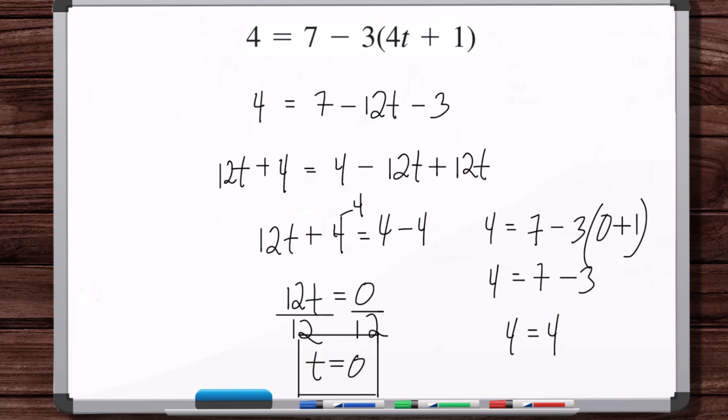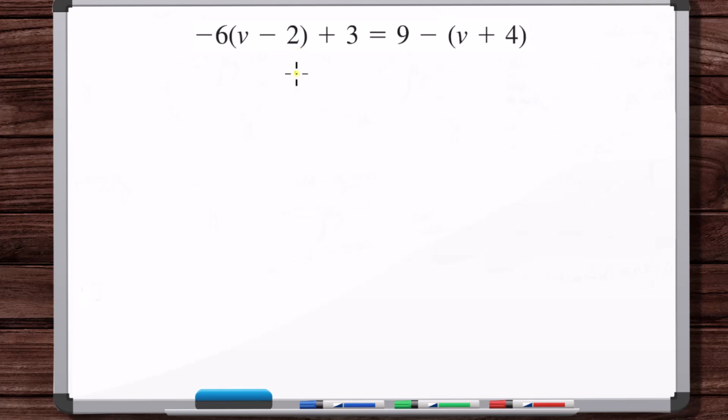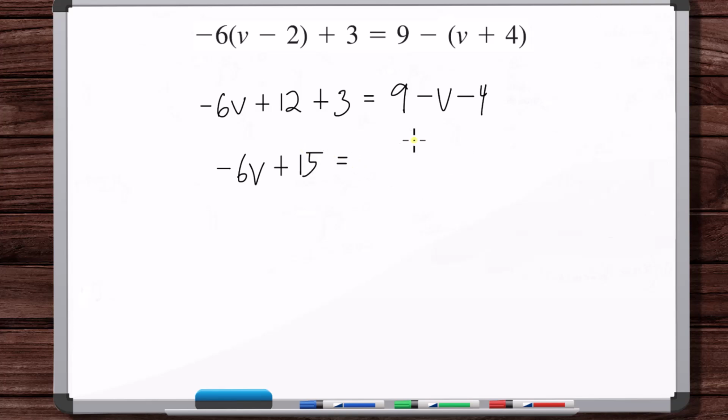There we go. Let's just start by simplifying both sides as much as we can. So distributing this minus 6, plus 12 plus 3 is equal to 9 minus v minus 4. Let's combine like terms. So minus 6v, and 12 plus 3 is 15. And then 9 minus 4. Now let's add v to both sides. So v minus 6v is minus 5v.